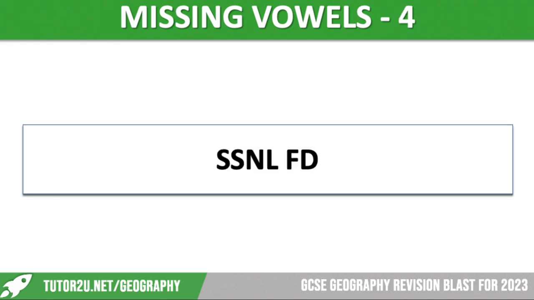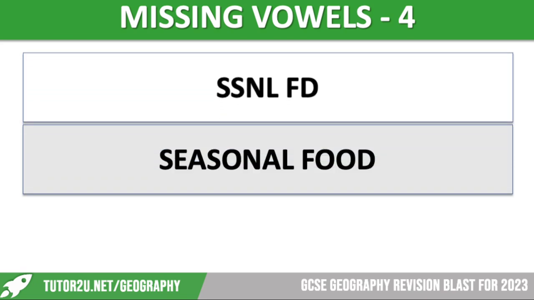Right, number four. So second word, hopefully easy to spot. First word, a bit more tricky. I'll give you a clue. It is how we used to eat. Okay, let's reveal. It is seasonal food.